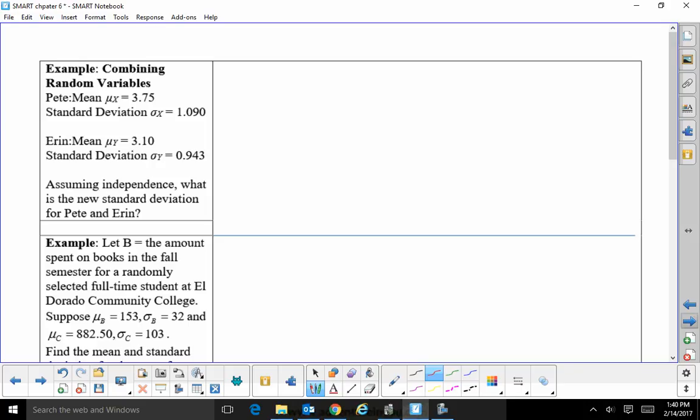Okay, so let's look at this guy. Let's say that Pete has some competition and it's Aaron's Jeep Taurus. You have Pete and Aaron. Assuming independence, what is the new standard deviation for Pete and Aaron? Let's do the new mean and standard deviation.